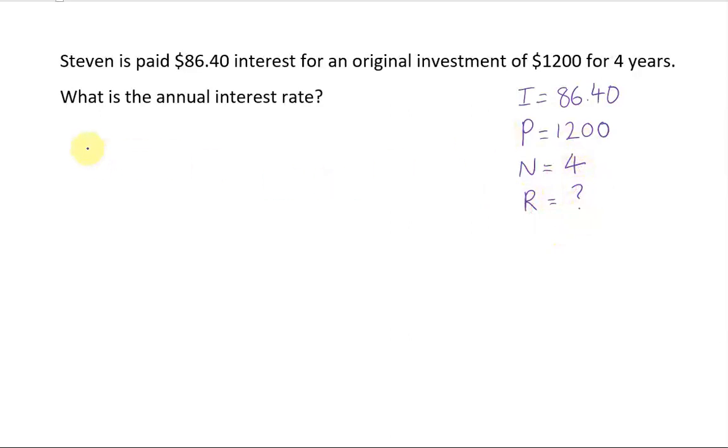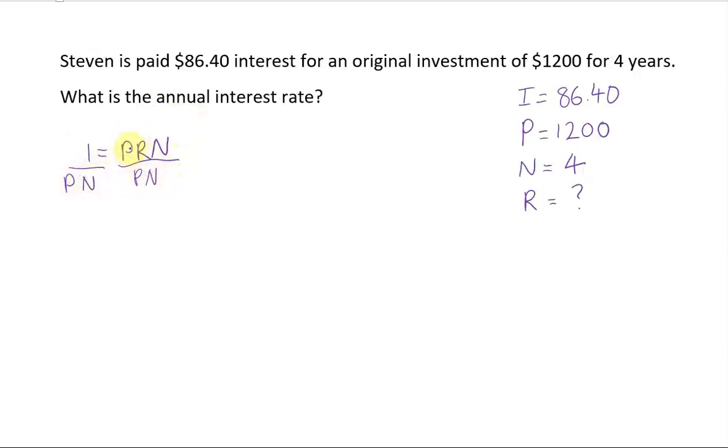So our simple interest formula is I equals PRN. But in this calculation, we're not looking for the interest. We want to know the rate. So we need to rearrange our simple interest formula to calculate the rate. The way that we do that is we divide this side of the formula by P and N, and we divide this side by P and N also.